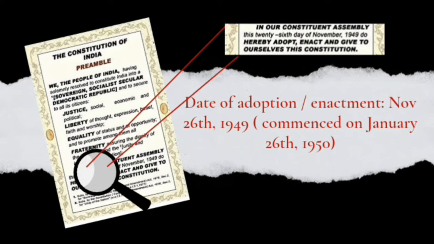And finally, we have date of adoption or enactment, which is November 26th, 1949. November 26th? What about Jan 26th? Isn't that a Republic Day? You are right. Jan 26, 1950 is when the Constitution commenced, but it was adopted on November 26, 1949 itself.